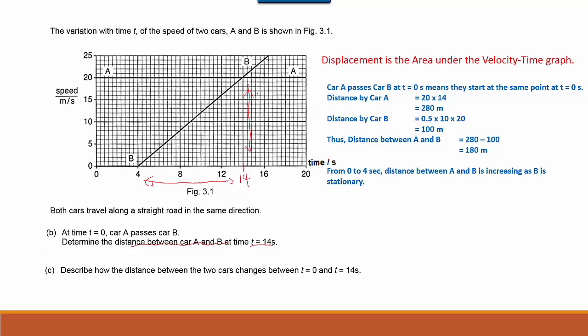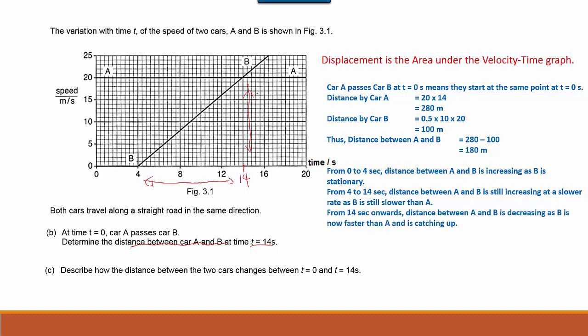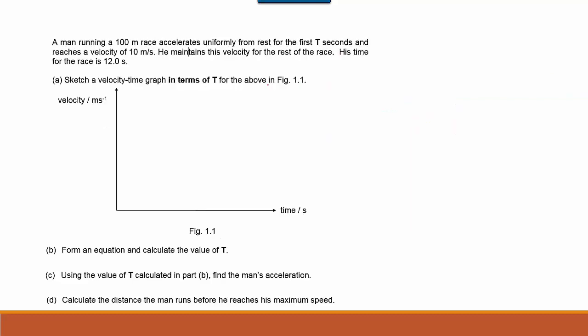For part C, we'll divide the motion into various parts. From 0 to 4 seconds, the distance between A and B is increasing because B is stationary while A is moving. From 4 to 14 seconds, the distance between A and B is still increasing, but at a slower rate as B is still slower than A. But from 14 seconds onwards, the distance between A and B is decreasing as B is now faster than A and is catching up.